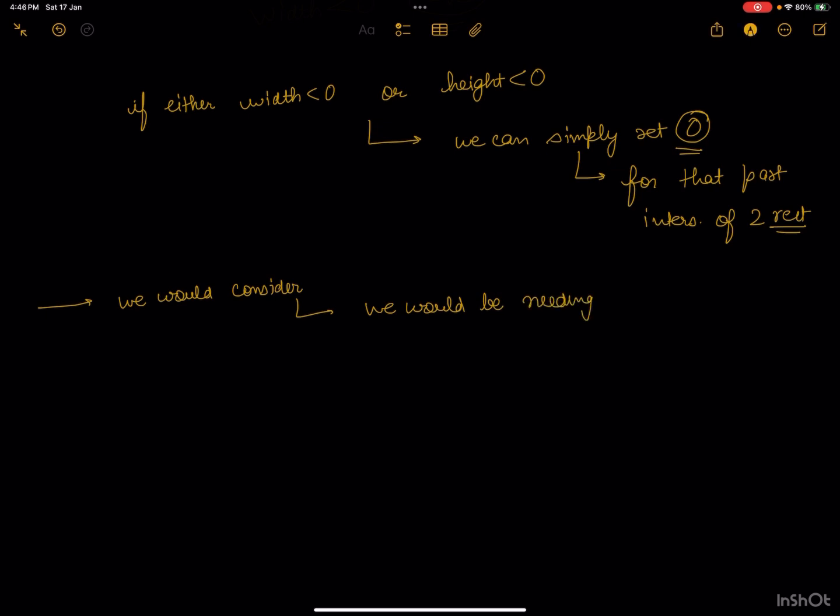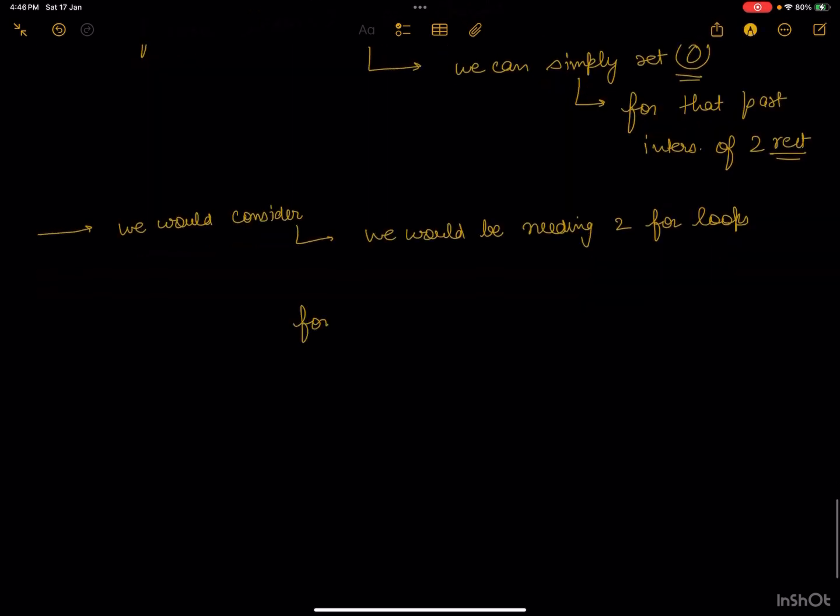So the structure would look like: for int i equal to 0, i less than n. Let's say n is the size of the squares that we have been given. And for int j equal to i plus 1, j less than n, and j plus plus.